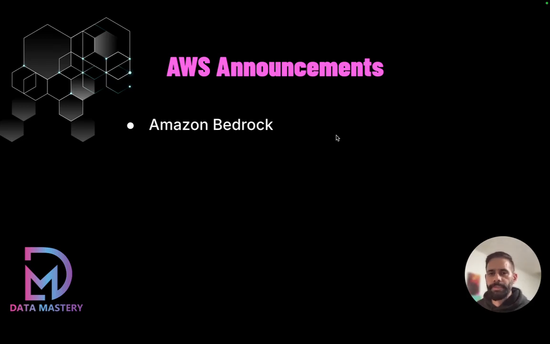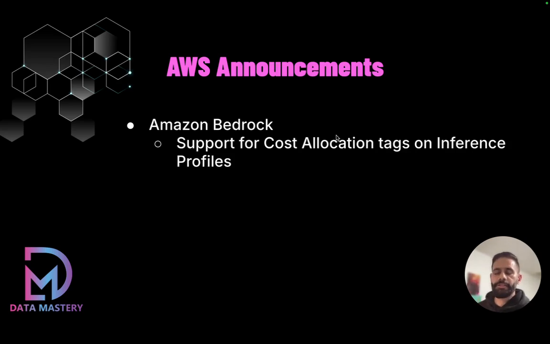Let's start with Amazon Bedrock, and the first feature that we're going to talk about is support for cost allocation tags for inference profiles. This allows users to manage and allocate generative AI costs by tagging inference usage for better tracking and categorization, for example, by department or team or application.